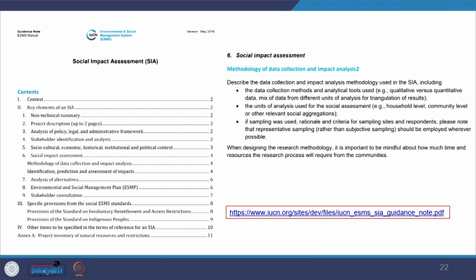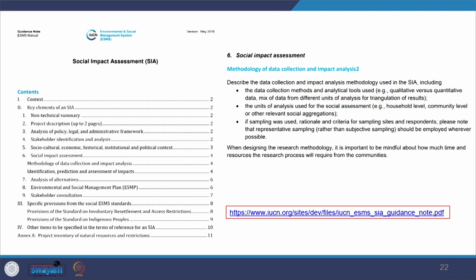Here I have put another snip for you, where you can see that the IUCN also gives guidance on social impact assessments. You can look at various aspects of assessment like methodology, how you analyze the alternatives, the environmental and social management plan, how you undertake stakeholder consultation, how you take care of resettlement, voluntary and involuntary, and how you take care of indigenous people. They also specify methodology for data collection and impact analysis, that is, the data collection methods and analytical tools.